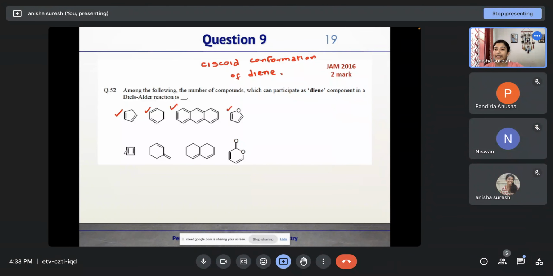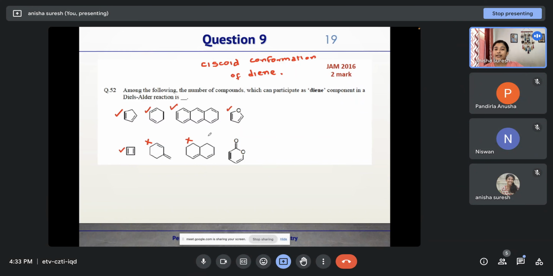The cyclobutadiene is also in cissoid conformation. This is a cyclic system, as we have seen in the other question, it is in trans conformation and it cannot rotate the single bond to attain the cissoid conformation. So this will not undergo Diels-Alder reaction. And if we consider this system as well, rotation of the single bond is not possible. Hence, this system will not undergo Diels-Alder reaction. It cannot attain a cissoid conformation.